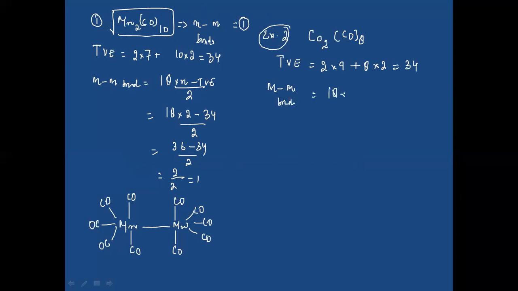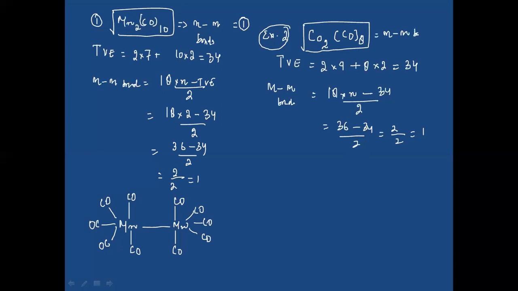How many metal-metal bonds will there be? It is 18 into N minus 34, that is TV, divided by 2. Here 18 into N, with N being 2, is 18 into 2, which is equal to 36. So 36 minus 34 divided by 2 comes out to be 2 by 2, which is 1. This means this compound also contains one metal-metal bond. The number of metal-metal bonds in this compound is equal to 1.